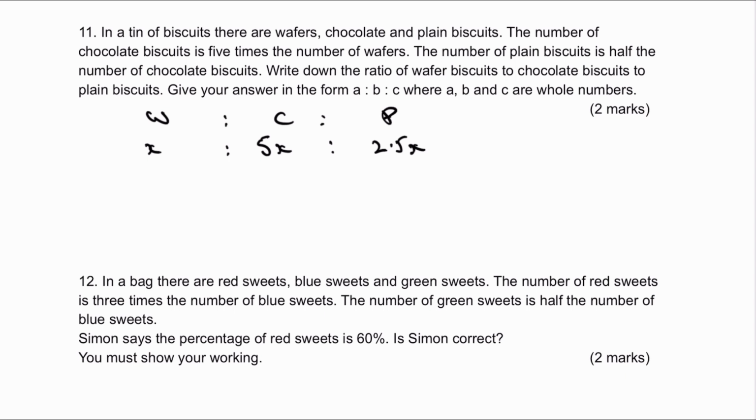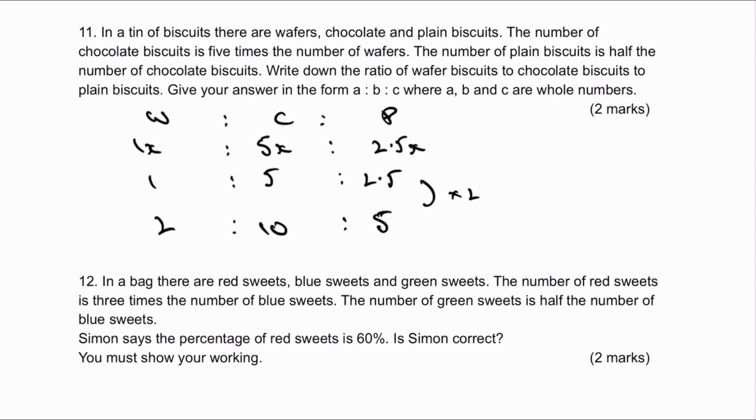Now not particularly helpful, because what we're told is that A, B and C are whole numbers. So what I'm going to do is write out the ratio of 1 to 5 to 2.5, and then to make them whole numbers I'm going to double them, because 2.5 times 2 means 5, 5 times 2 is going to be 10, and 1 times 2 is going to be 2. So the answer to my particular question is going to be 2 to 10 to 5.